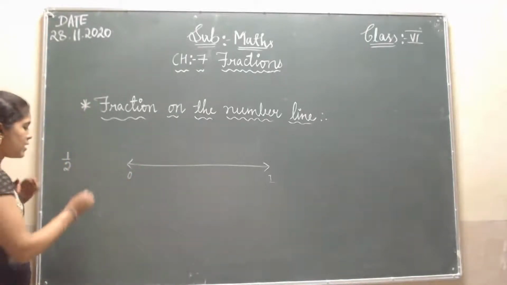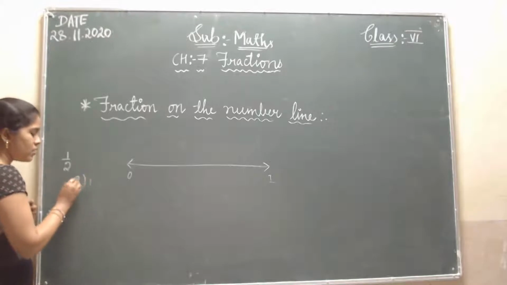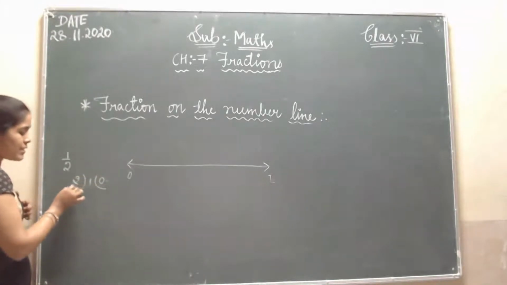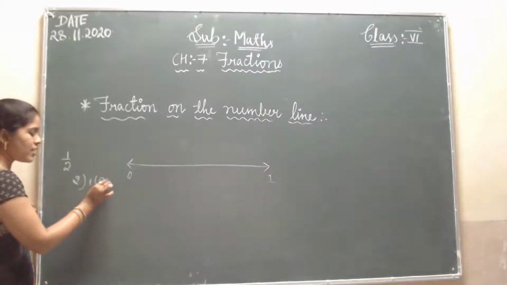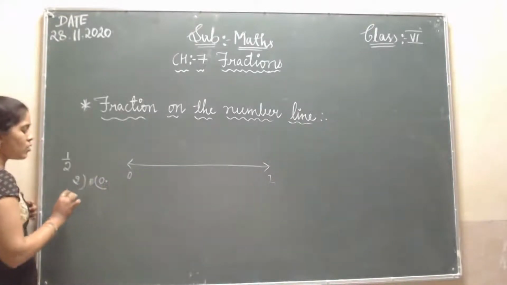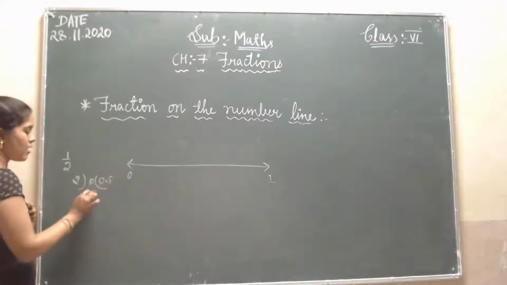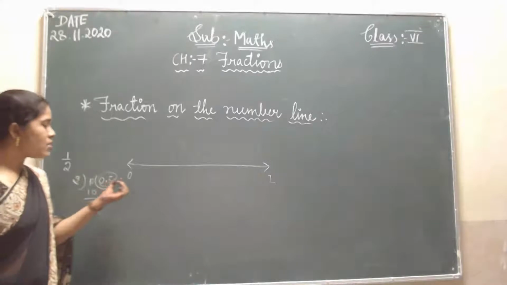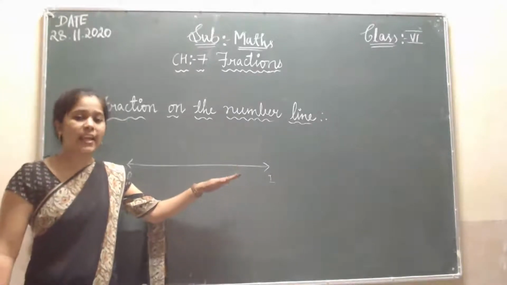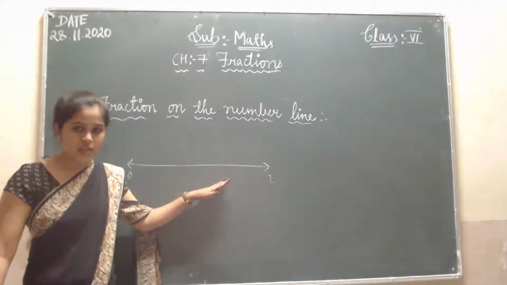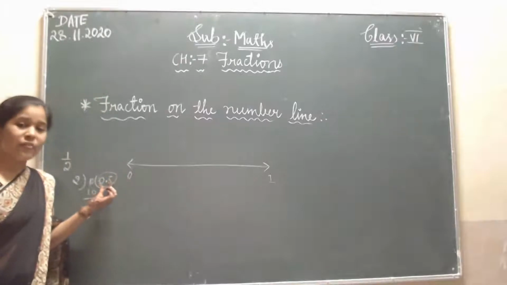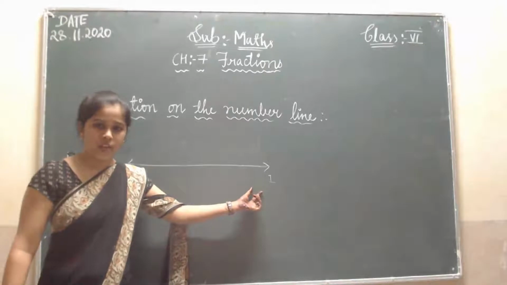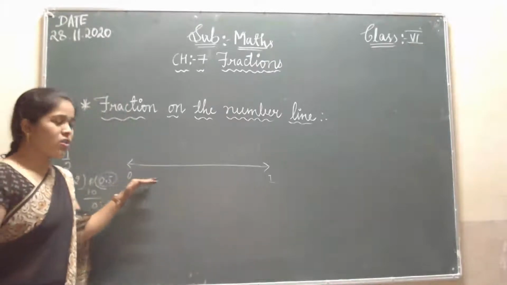1 by 2 means 1 with 2. Here 1 is less than 2, so we have to take a decimal point. Take 0. 2 5s are 10. Okay, 0.5 comes between 0 and 1. So 0.5 is in between 0 and 1, and that's why we are taking 0 and 1.